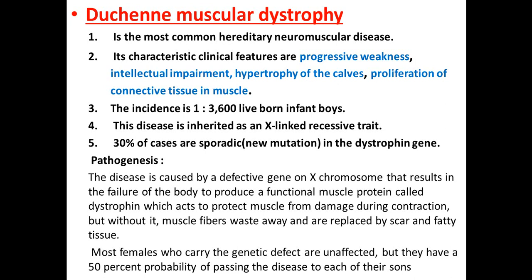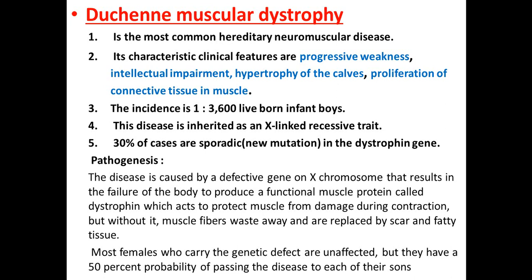3,600 live-born boys. They are characterized by progressive weakness, intellectual impairment, hypertrophy of the calf muscle, and there is a proliferation of the connective tissue in the muscle. Mostly it is inherited as an X-linked recessive trait, but sometimes sporadic cases occur in 30%. So what's the pathogenesis? There is a defective gene on the X chromosome, and that defective gene results in failure of the body to produce a protein called dystrophin.